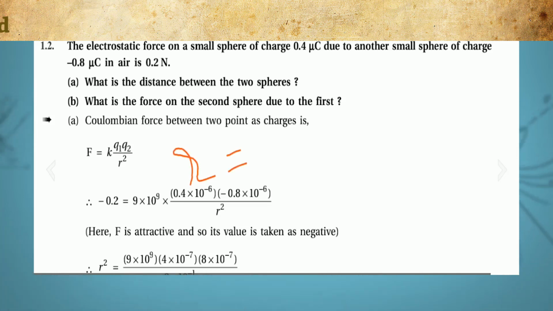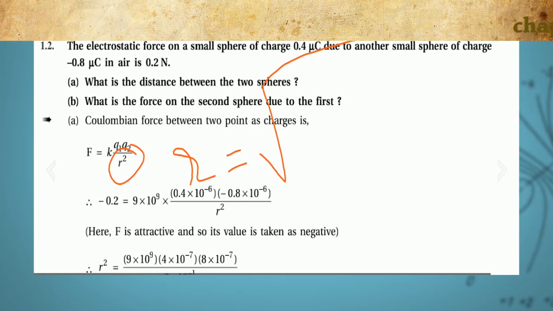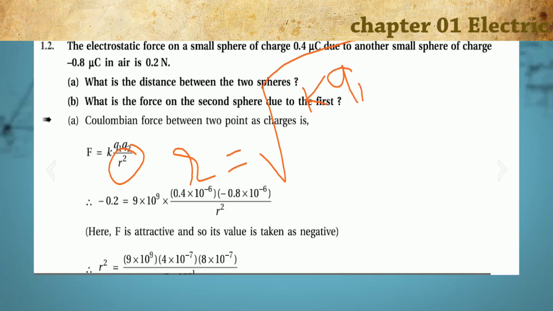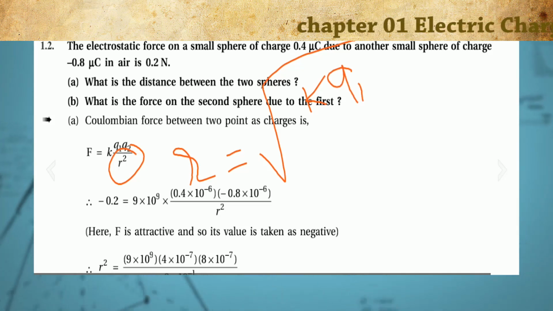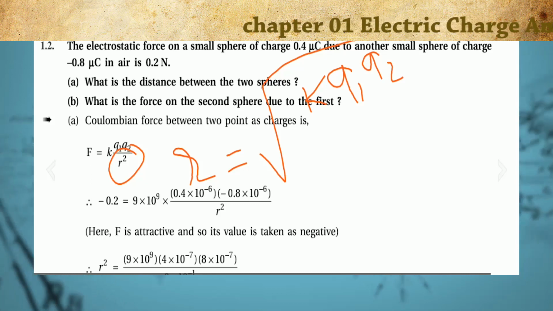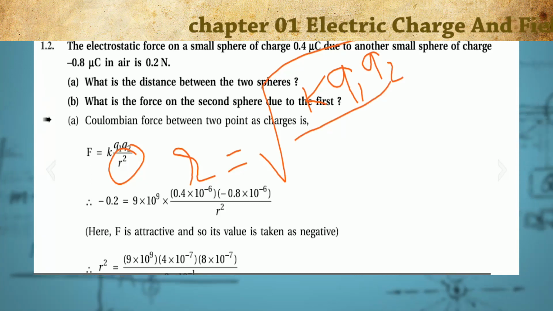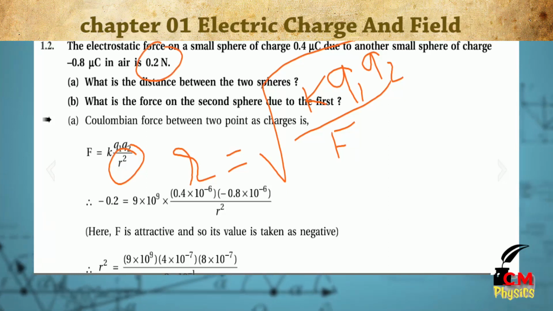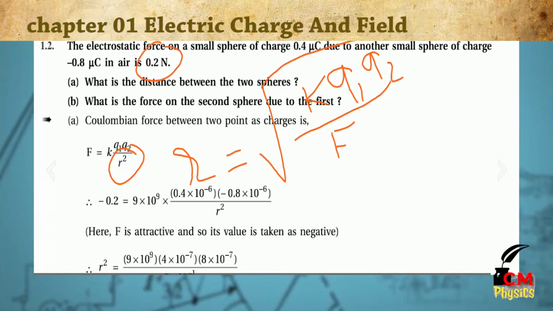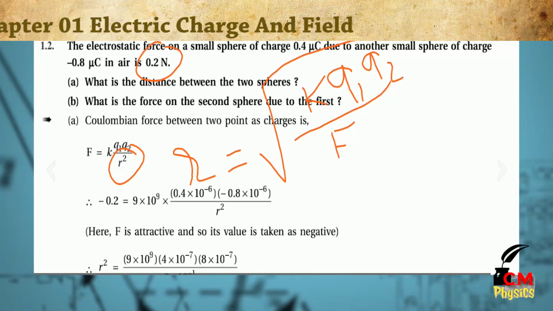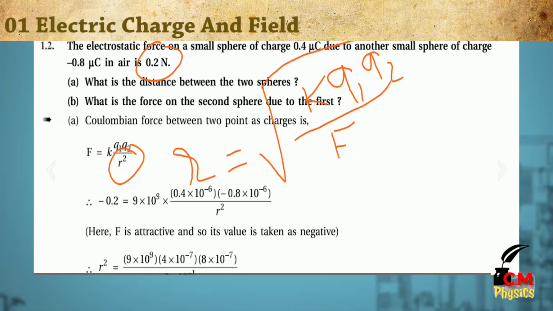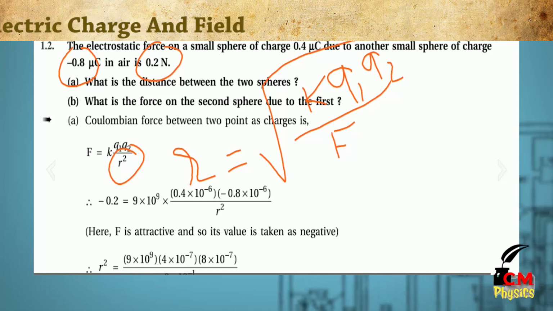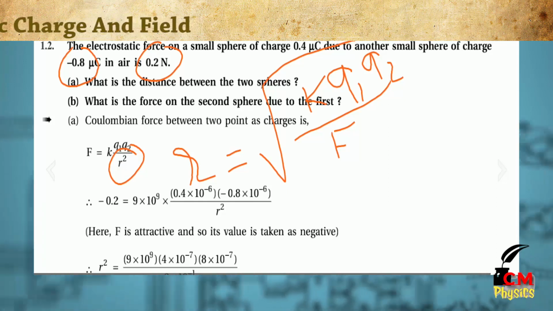R is equal to under root of, since R square becomes R, you put the under root, K having a value 9 into 10 raised to 9, Q1 having a value 0.4 mu c, Q2 having a value 0.8 mu c, upon F. F means 0.2 Newton. Remember here we are not dealing with the direction of force, therefore we use the positive charge instead of negative charge.